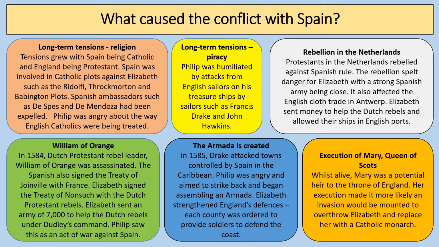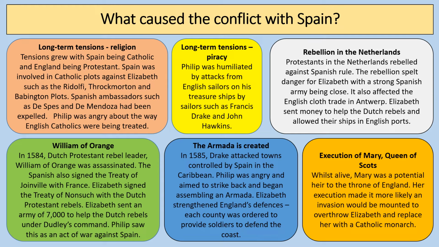So what causes the conflict with Spain? At the start of Elizabeth's rule, England and Spain were allies and were actually fighting against France. But gradually, throughout Elizabeth's rule, the relationship with Spain worsens. The rejection of the marriage proposal can start things off on the wrong foot. But tensions grew basically with Spain being Catholic and England being Protestant. And then Spanish involvement in those different Catholic plots, the Ridolfi, Throckmorton and Babington plots. The Spanish ambassadors such as de Spes and Mendoza had been expelled from England as a result of those Catholic plots. And Philip is broadly angry about how English Catholics are being treated during this time. So that's one of the long-term factors.